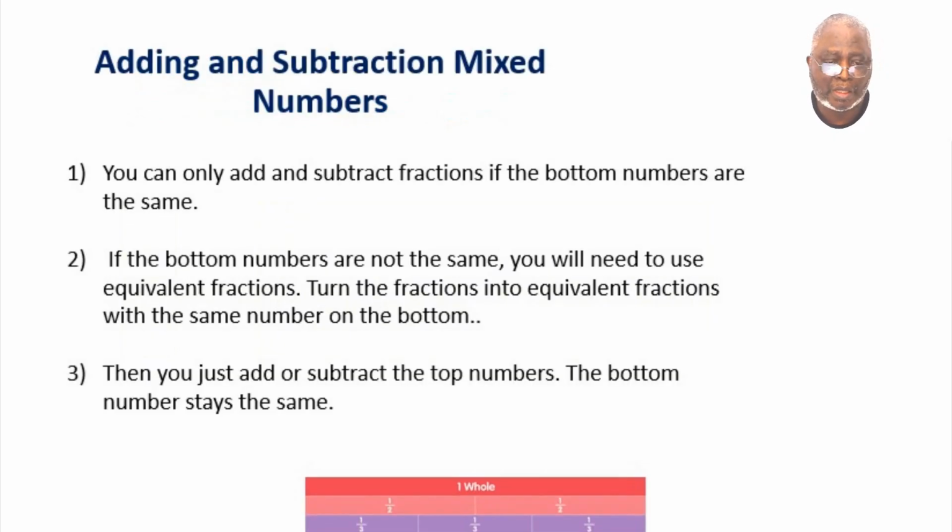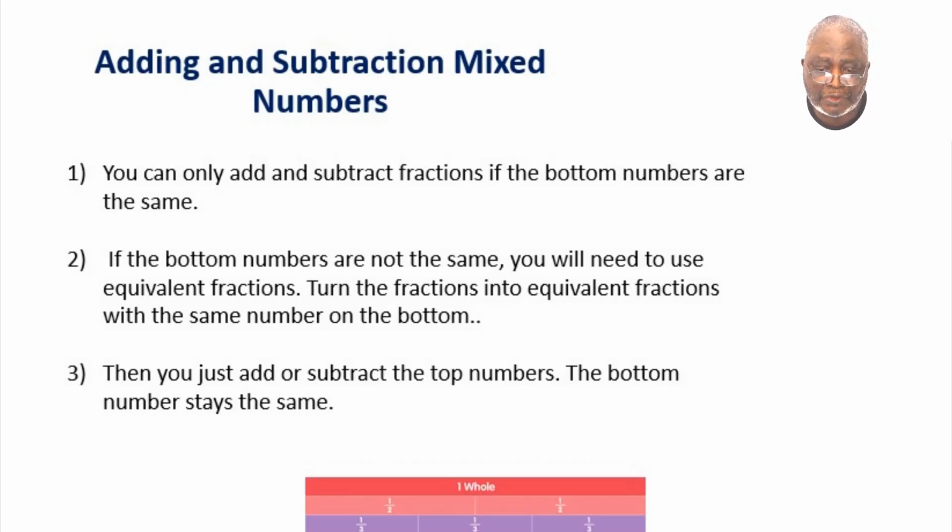Adding and subtracting mixed fractions. You can only add and subtract fractions if the bottom numbers are the same. To do this, you need to find a common factor so that all the bottom numbers can be the same. In my days, we used to call it the lowest common multiple, the LCM. But it has been made easier with functional mathematics. So here goes. If the bottom numbers are not the same, you will need to use equivalent fractions.